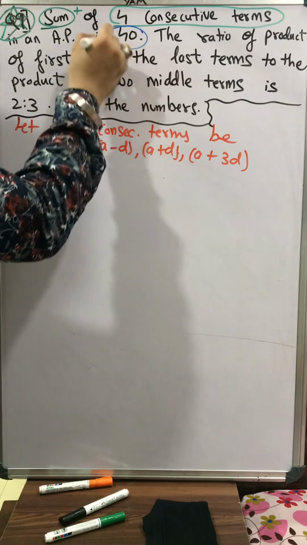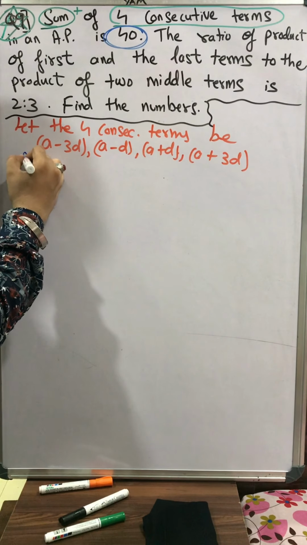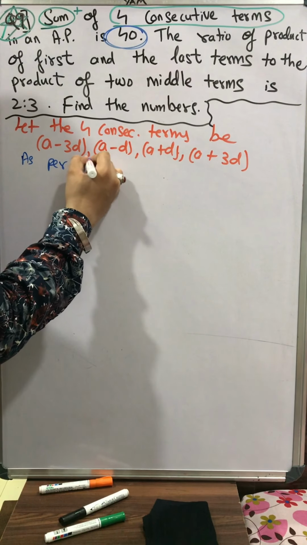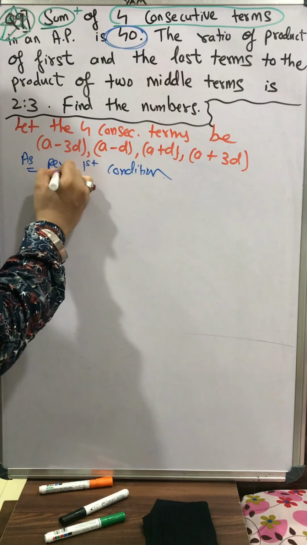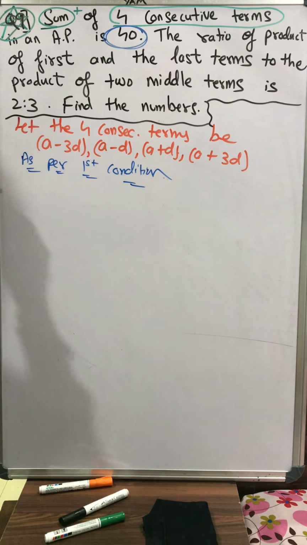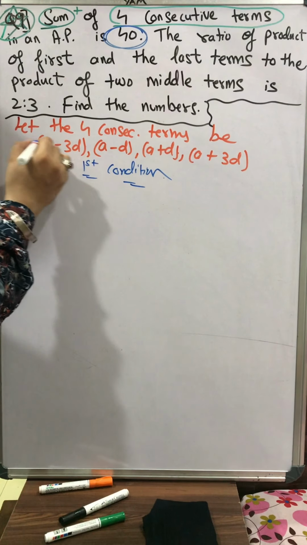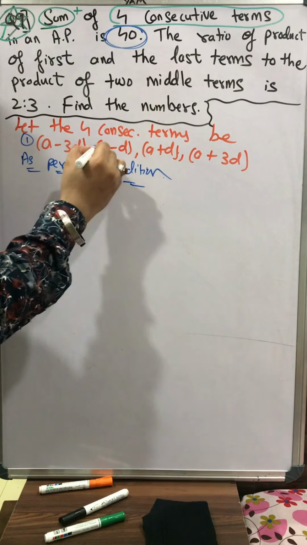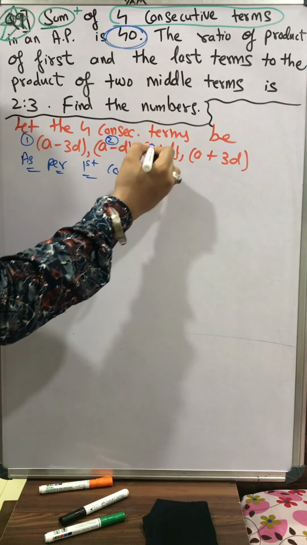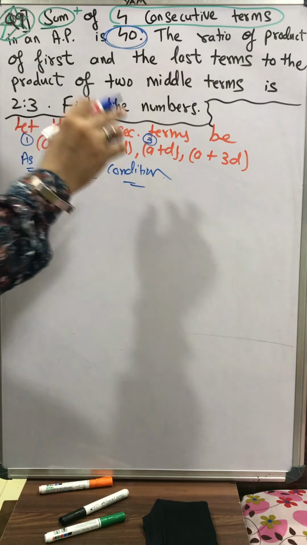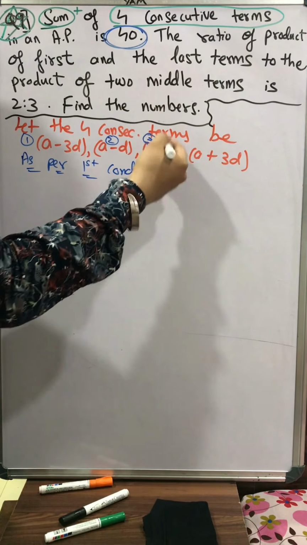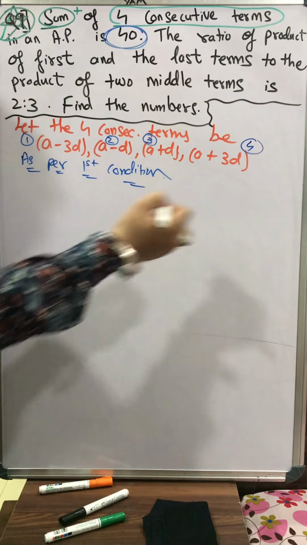Is 40. So I'll write here, as per first condition, the sum. Our first term is a minus 3d, our second term is a minus d, our third term is a plus d. It's very important, the sequence is important. You can write it in the exam also. And our fourth term is a plus 3d.